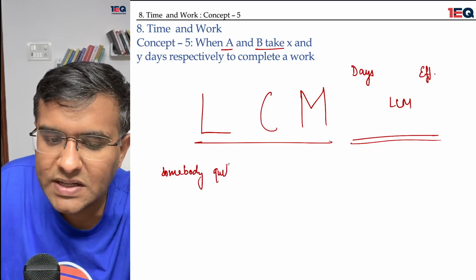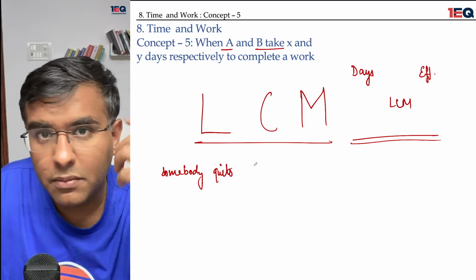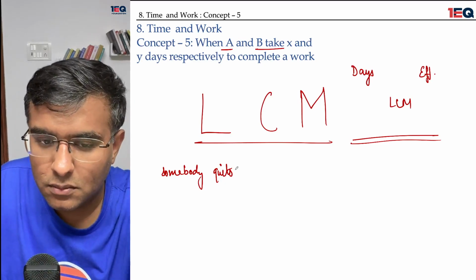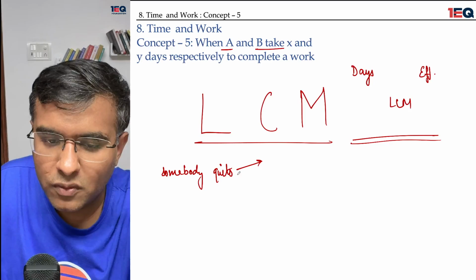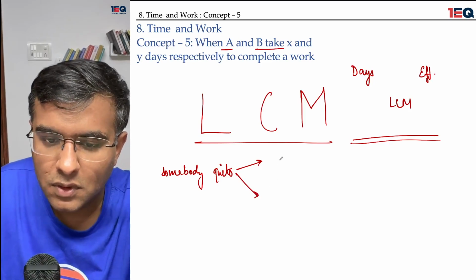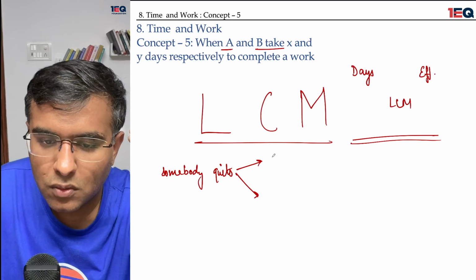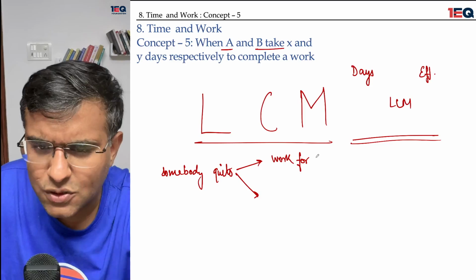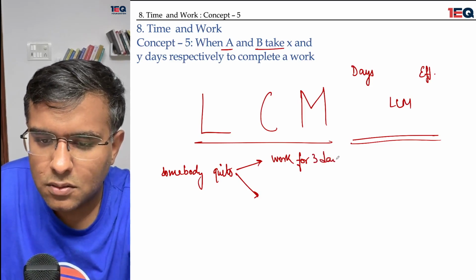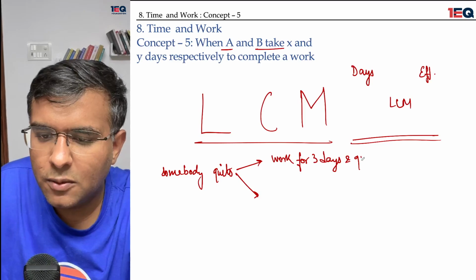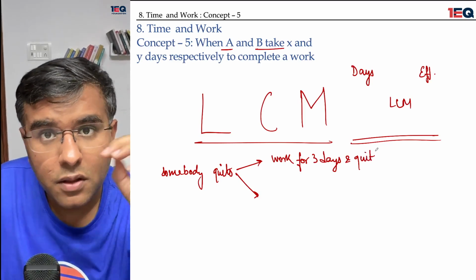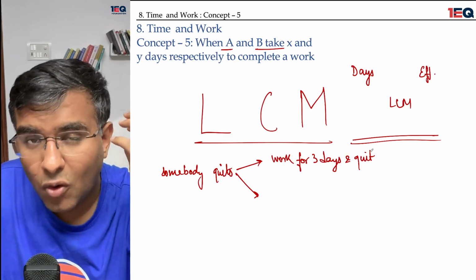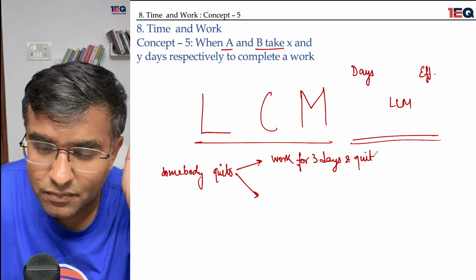In a tad bit advanced version, you would see that somebody quits. Now there are two ways of quitting. You work for, let's assume, 3 days and quit. The work would not be completed with you because you left only after working for 3 days.